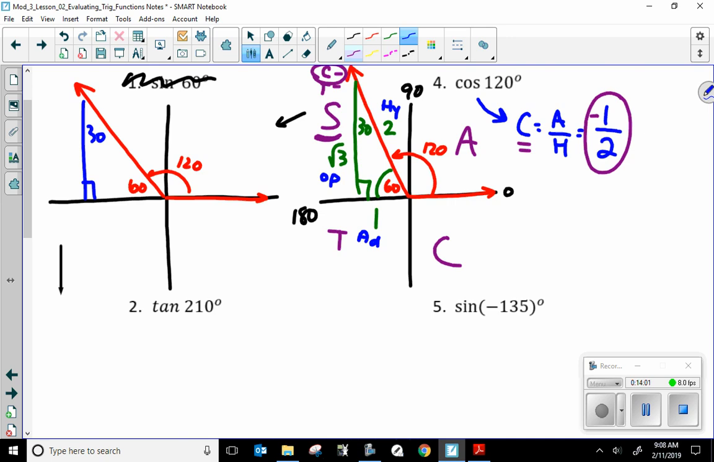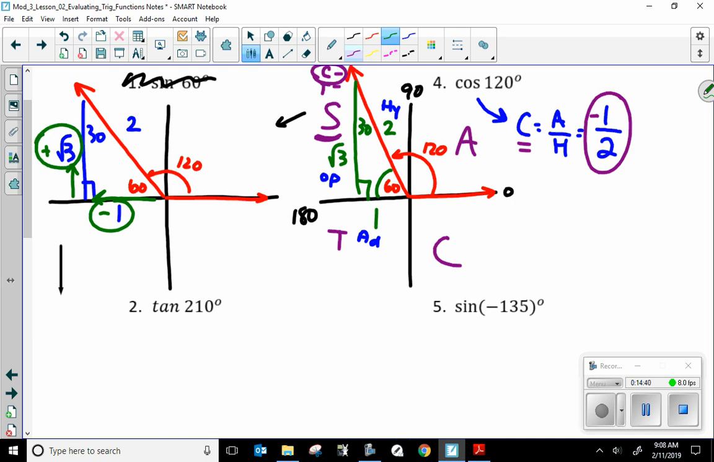Okay, now here's the next. If you don't want to remember All Students Take Calculus, how else can I remember? Our hypotenuse was 2, radical 3, and 1. Now, anything in quadrant 2, if I were to plot a point anywhere in quadrant 2, it would have to have a negative x value and a positive y value. What do I mean? I would have to go negative on the x and positive on the y, correct? So this value would be negative going to the left, and this value would be positive going up.